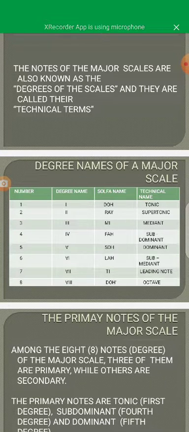The second note is represented with II, the Roman figure II, which means 2. And the solfa name is Re, while the technical name is supertonic. The third note is represented with III, which means 3. And the solfa name is Mi, while the technical name is mediant.